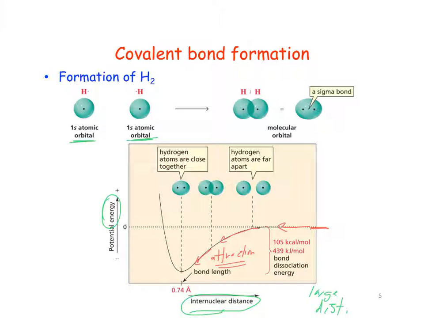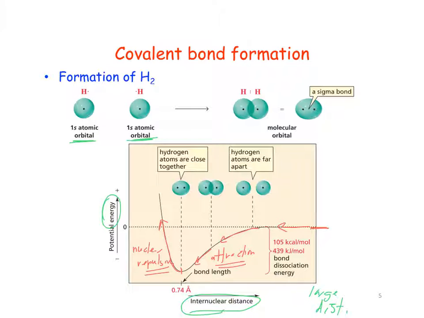But it gets to a certain point. It's not that getting closer is always better, because if we get close enough, then look at this. The energy goes shooting through the roof. Why would that be? If we bring these atoms too close together, then the nuclei, or the protons in the nucleus, are going to start to repel each other. So here we have a nuclear repulsion.